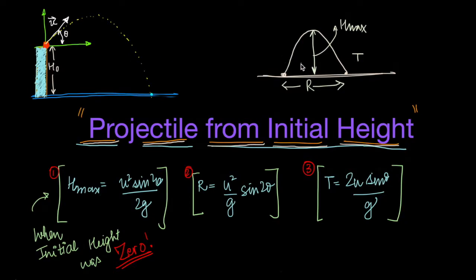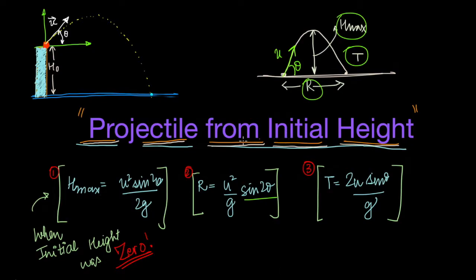Now, when we dealt with questions like that, we were able to evaluate expressions for these quantities mentioned here, and I've expressed them here just for a quick revision. So h max was u square sine square theta by 2g, and r was u square by g times sine of 2 theta, and time was 2u sine theta by g. Now remember, theta was your initial angle at which the ball was thrown, and u was the total magnitude of velocity imparted initially. So with those parameters in mind, we were able to evaluate all these.